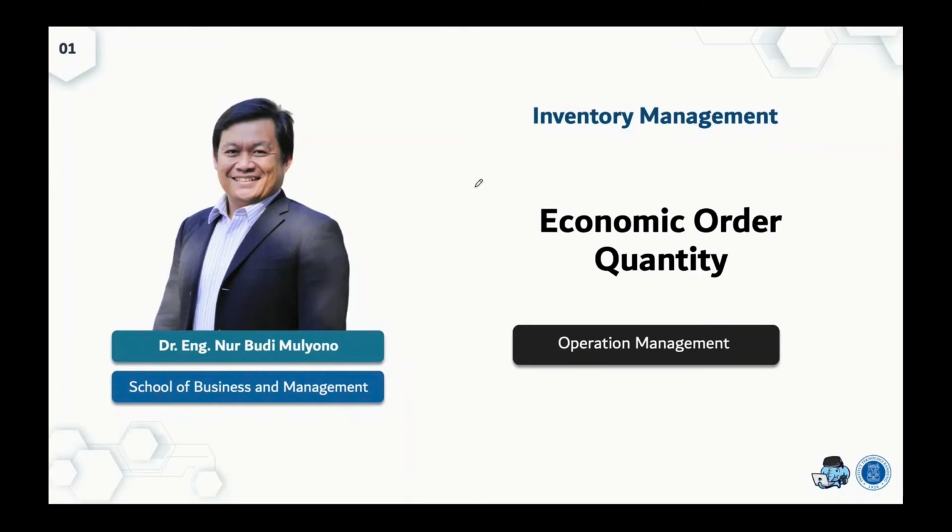In this video, let's discuss about the first and famous model of the economic order quantity. This is the model that is used and based on the assumption that the demand, lead time, and everything is deterministic.